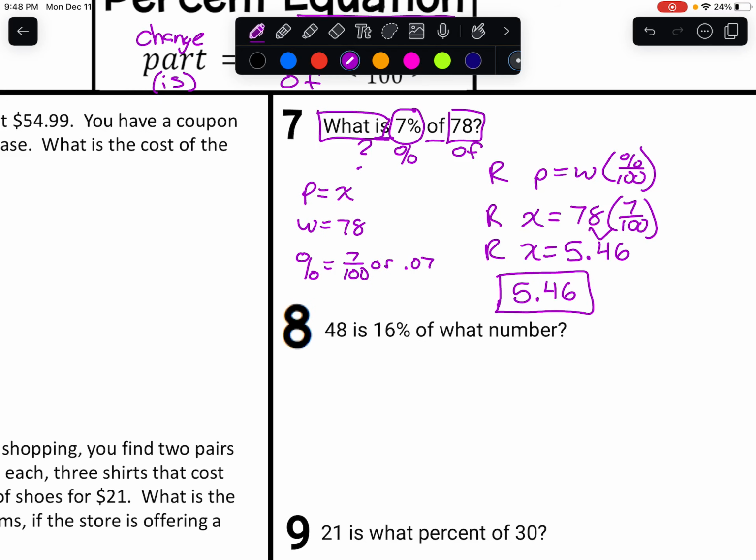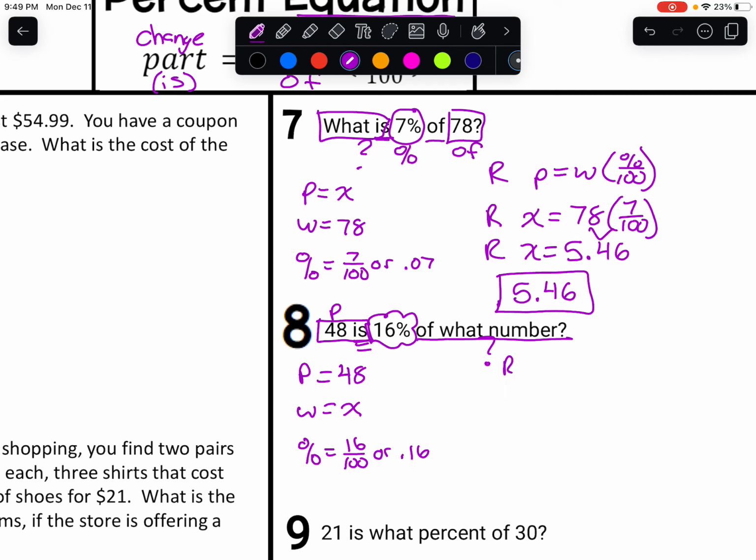As we begin this problem, the first thing we're going to do is write part equals, whole equals, and percent equals. As we read it, we should identify what we have. So we have 48 is. As soon as you see the word is, you know you're looking at the part. Let's label it. 16%, we know that that's our percent, so it's 16 out of 100, or 0.16. Of what number? Who knows? Not me, but we need to find out.